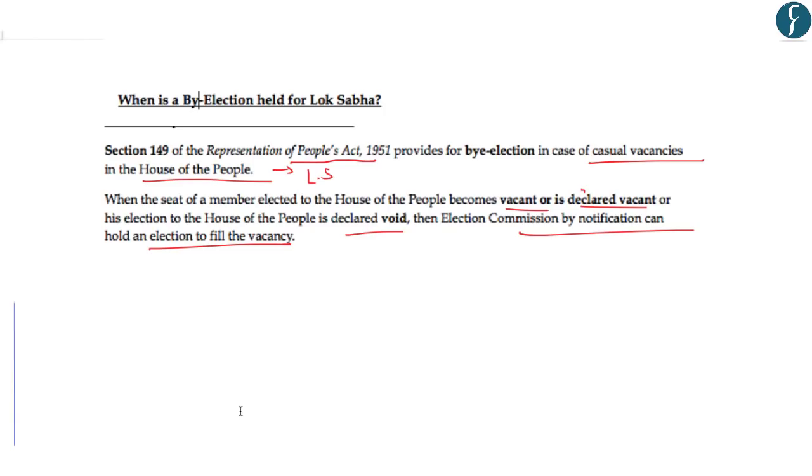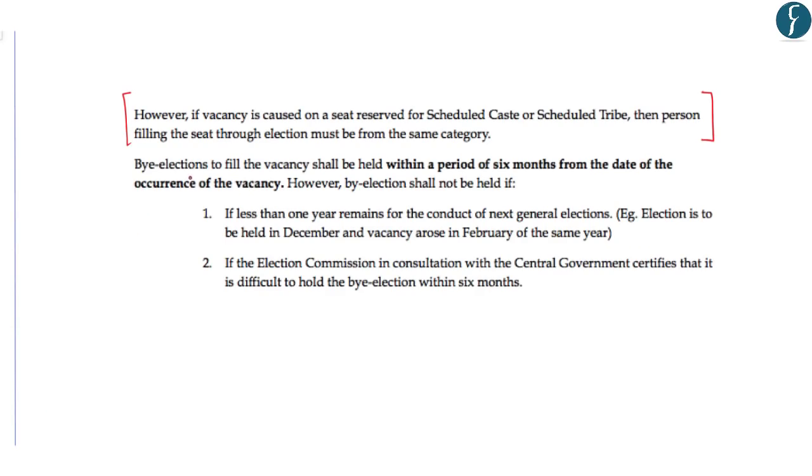However, there are certain conditions with respect to holding of a by-election for Lok Sabha. Let us see those conditions. It says that by-elections to fill the vacancy shall be held within a period of 6 months from the date of occurrence of such vacancy. However, a by-election shall not be held if less than 1 year remains for the conduct of the next general elections. For example, let's suppose if the election is to be held in December 2018 and the vacancy arose in February 2018, then the by-election shall not be held.